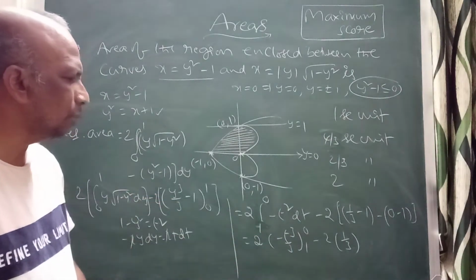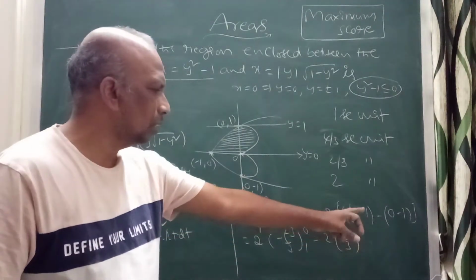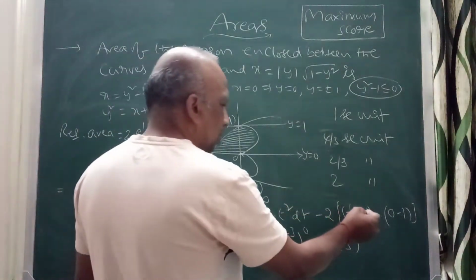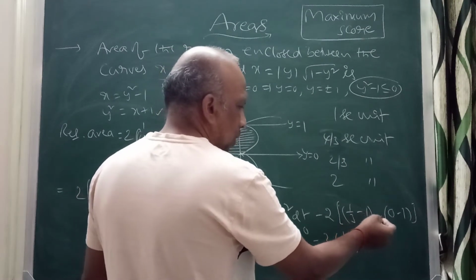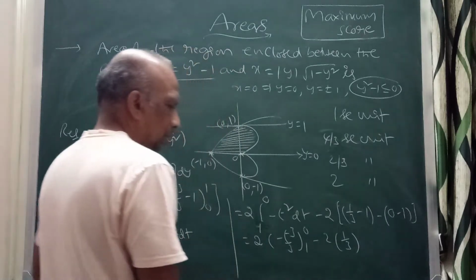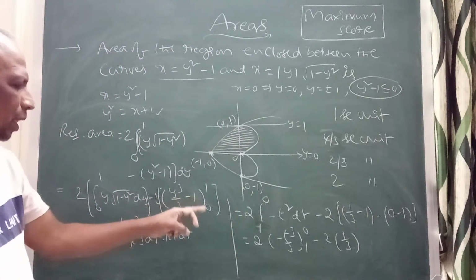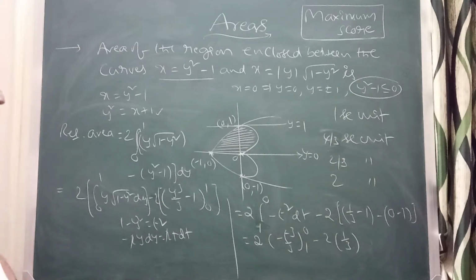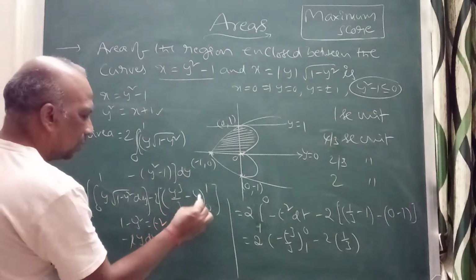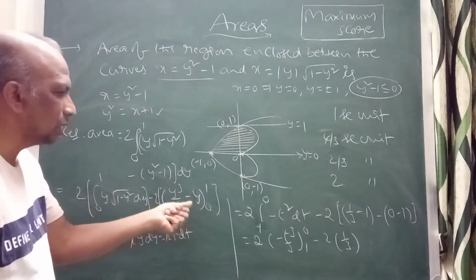So substitute the limit. We substitute 1 by 3 minus 1. This is minus 2 by 3. Correct. But here minus 1 plus 1 we got it. Applying the limit, upper limit, 1 by 3 minus 1, 0, minus 1. Apply the limit. Oh, I have not done this. This is also y. So you see, you should be careful. Integral of 1 is y, this is y.